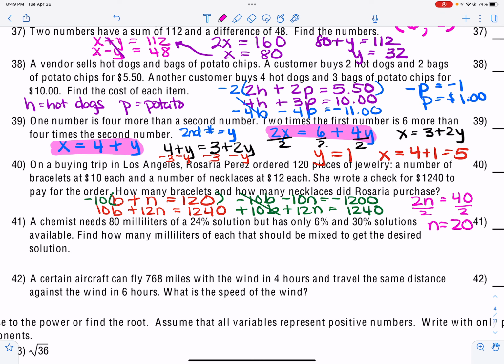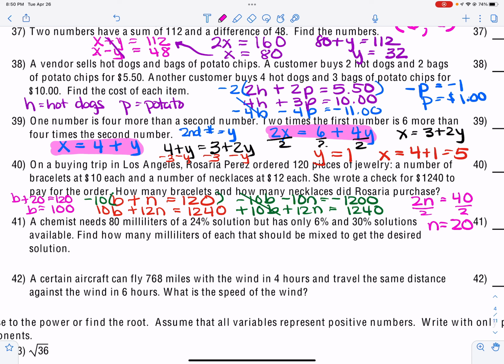So that means that she purchased 100 bracelets. So we would substitute in b plus 20 is equal to 120. So the number of bracelets would be 100.